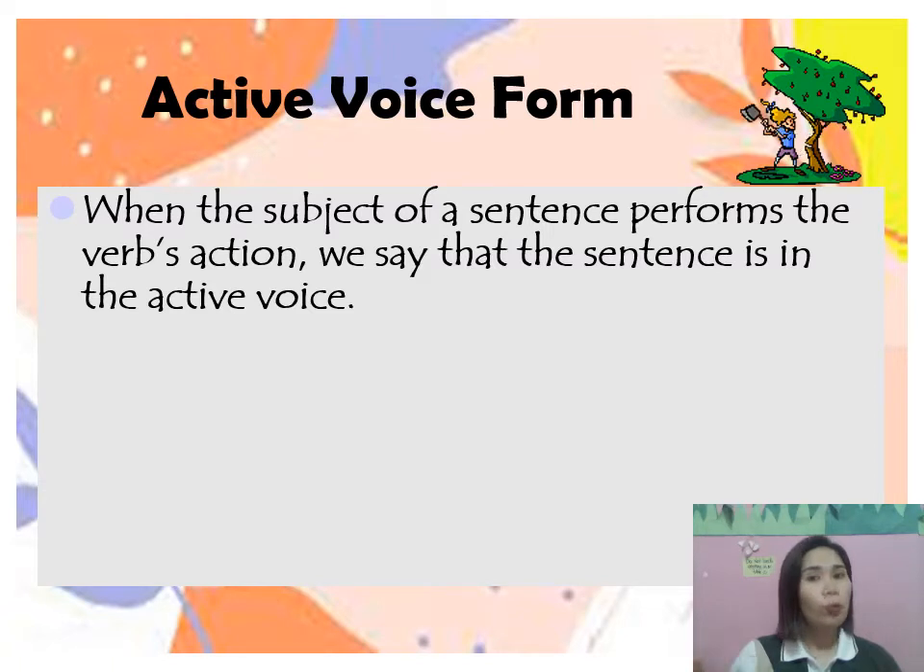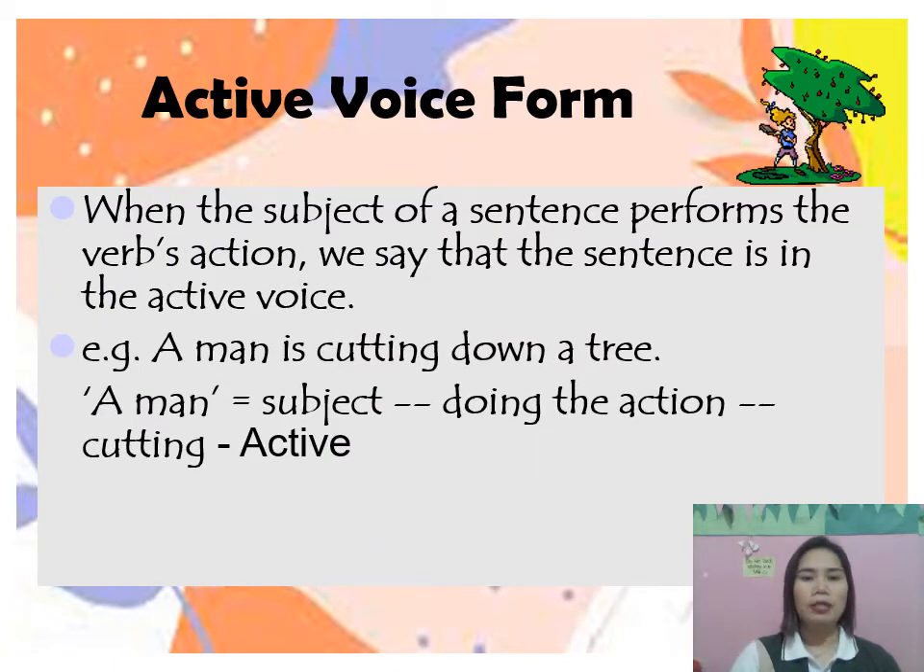So when we want to say that the subject of the sentence is doing the action, it is the active voice of the verb. Who does the action? It's the subject. Alright? So like for example, a man is cutting down a tree. Who is cutting down a tree? A man, okay? The subject, right? So that is active voice.